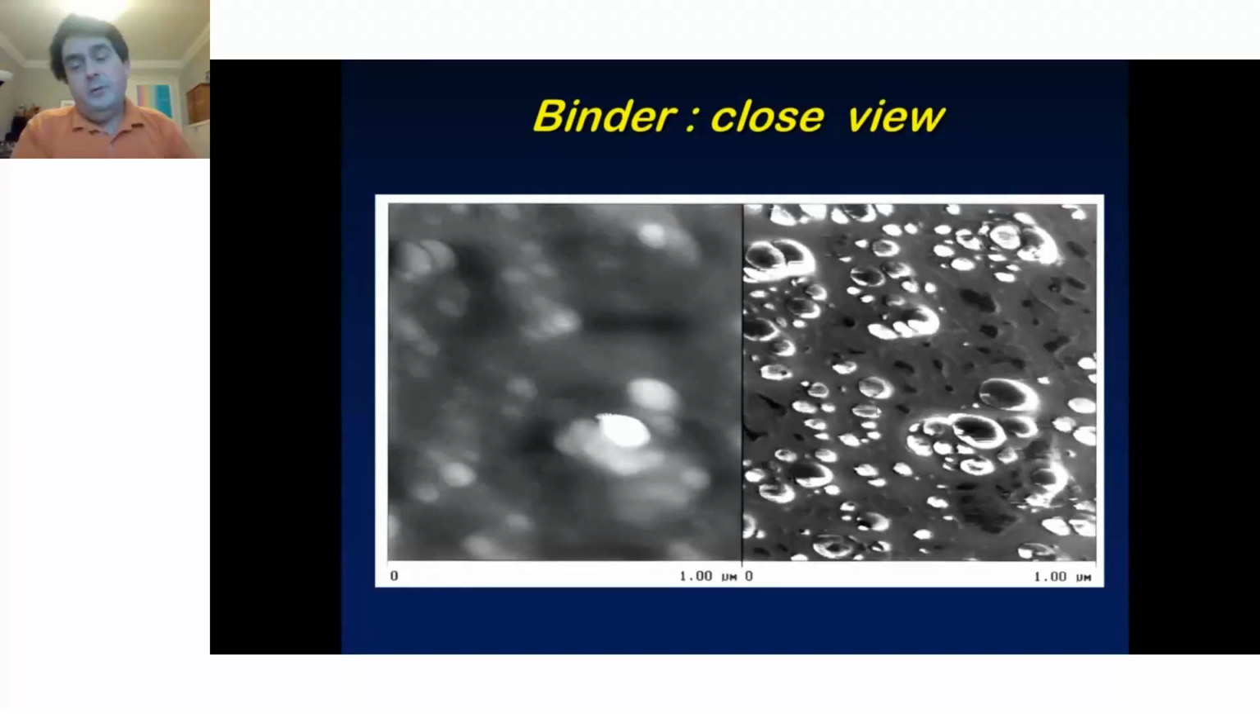Now, some people call this effect dirty binder, implying that there is some kind of contamination within the binder which causes the stiffening.